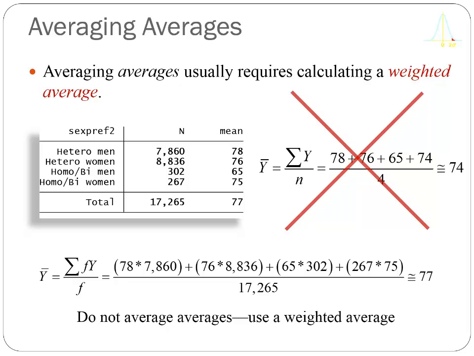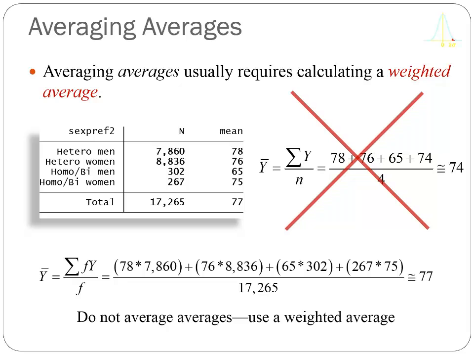So if we go ahead and do a straight arithmetic average of those averages, we find out that the average is 74. If we use a weighted average, so we take our 78 for the heterosexual men and multiply by the number of heterosexual men, the 76 times the number of heterosexual women, and so forth, we see that our weighted average is 77. We have a 3 time per year difference, which is a pretty big difference if we don't use weighted averages.